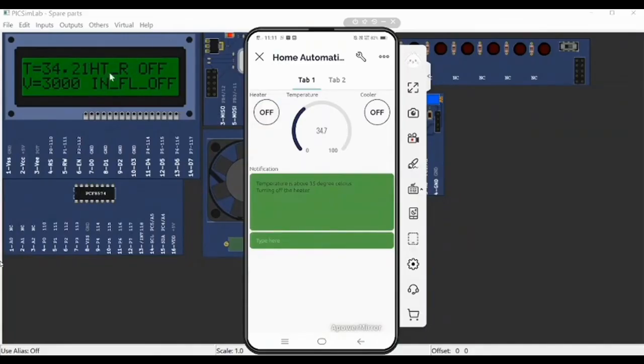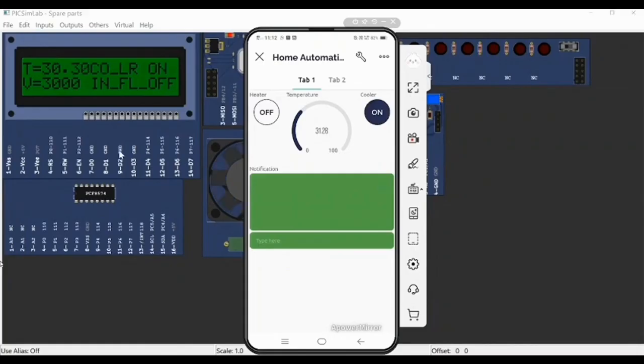When the temperature reaches 35 degrees, the heater will be turned off, and in notification it will show the temperature is above 35 degrees Celsius. That means turning off the heater.